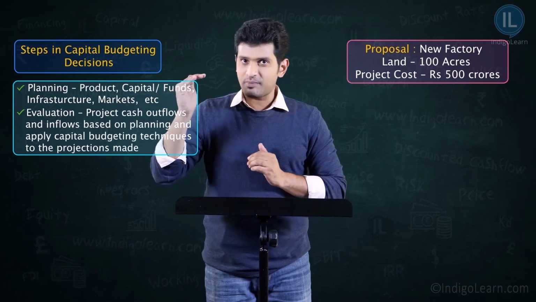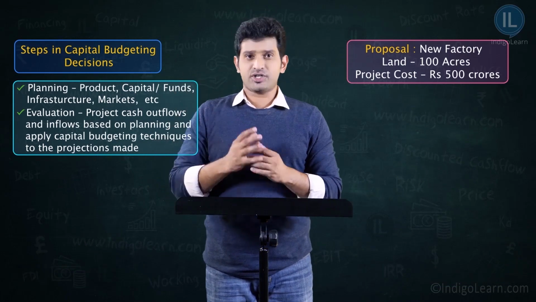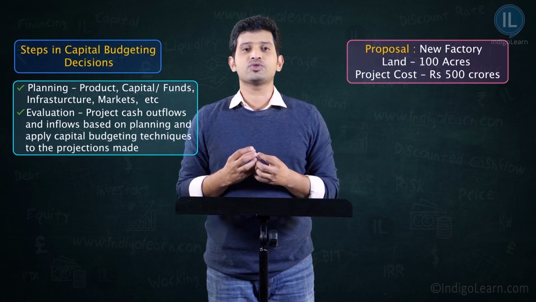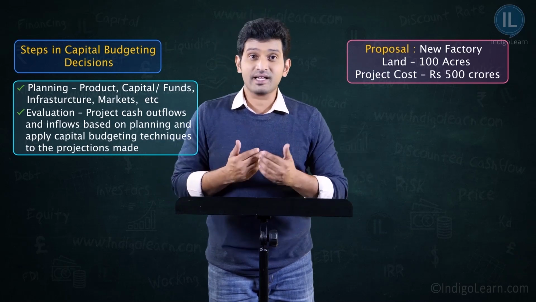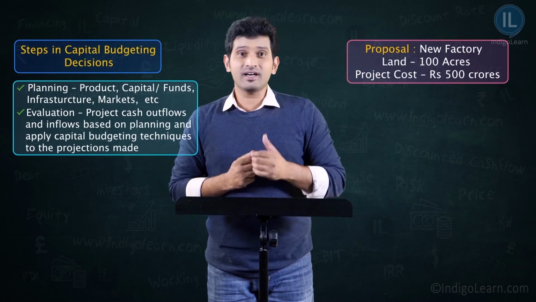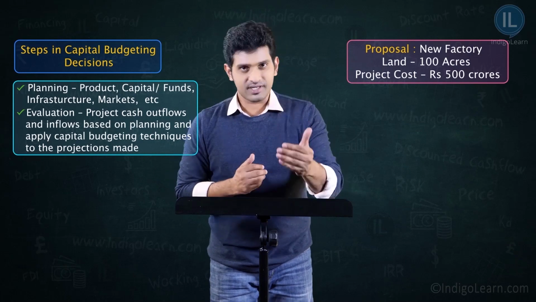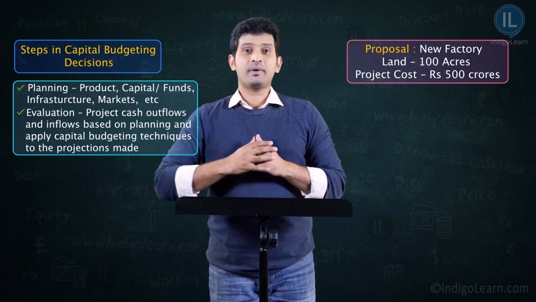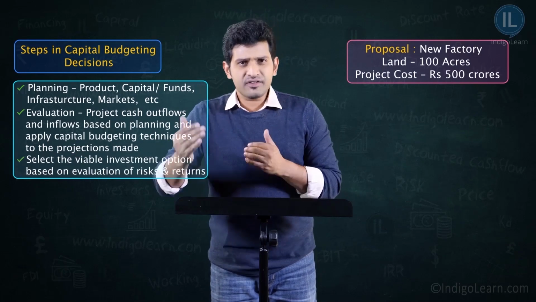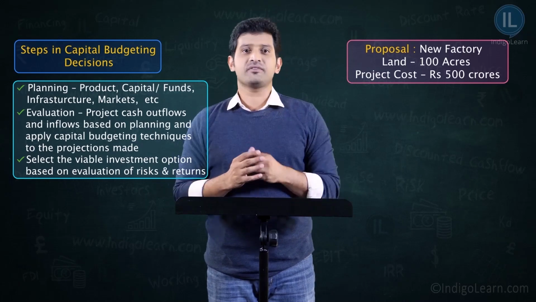So, we said the first step is planning and the second step is evaluation. All these cash inflows and cash outflows, we will use some capital budgeting techniques and then evaluate whether this proposal is a viable proposal or not. Now, this is the second step. What is the third step? Selection. So, using different techniques, we said we will check out which is better.